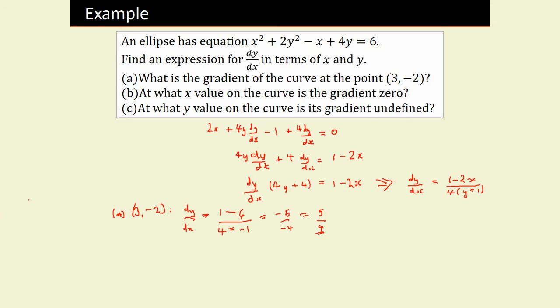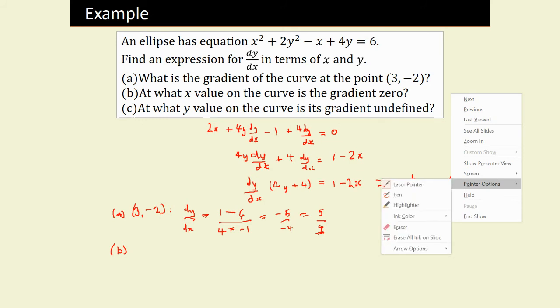Okay. Then we come on to have a look at part B. What x value gives us a 0 gradient? Well, if the gradient is going to be 0, let's have a look at our gradient function. What would make that 0? We're looking at the top of my fraction. I should be able to see there is a value of x I can put in there that makes the numerator 0. And if the numerator is 0, the whole fraction is 0. Doesn't matter what the denominator is. What makes 1 minus 2x 0?